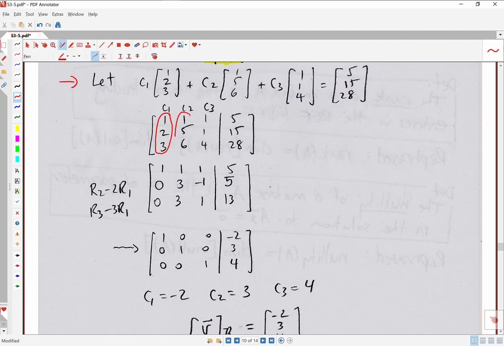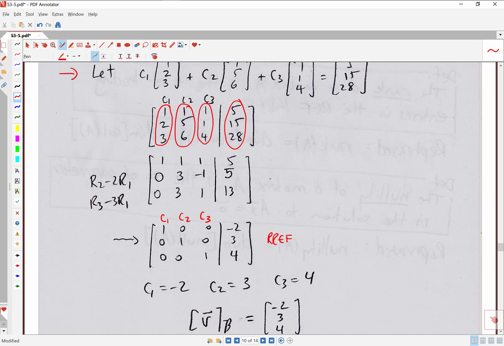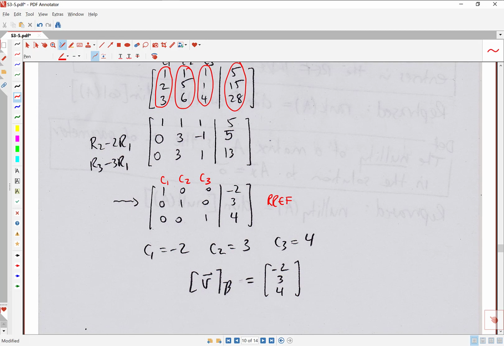C1 times first vector plus C2 times second vector plus C3 times third vector equals, this is our vector V that we're trying to build. Put that into either REF or RREF. So in this case, we've gone all the way to RREF. And what we're solving for here are these coefficients, C1, C2, C3. So if you go through all the details, you'd find C1 is -2, C2 is 3, C3 is 4.